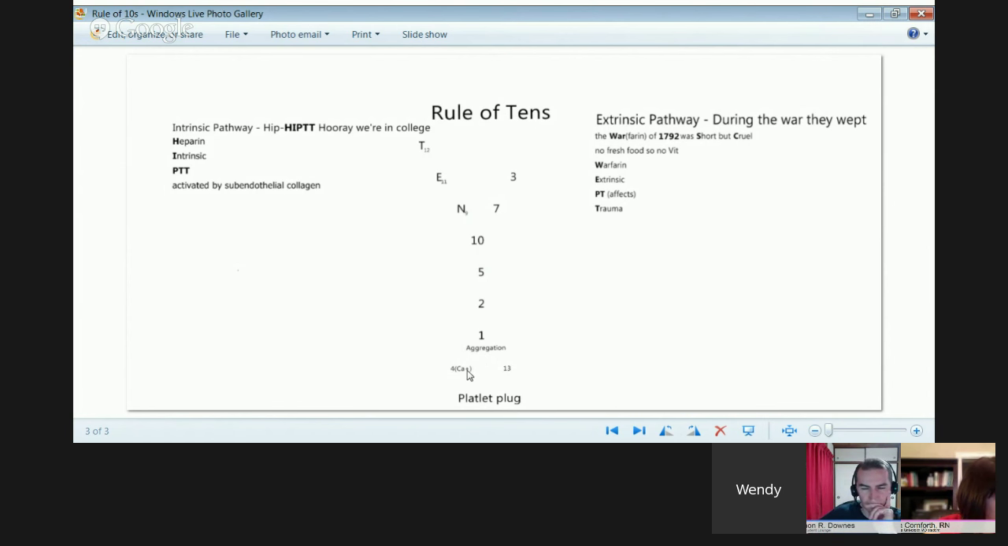And then you have factor 4, which is actually calcium. So we saw that it was a factor, but we didn't realize at the time it was actually calcium. So we no longer call it factor 4, but just for future reference, factor 4 is calcium. So both calcium and factor 13 help stabilize and make the fibrin mesh stronger.